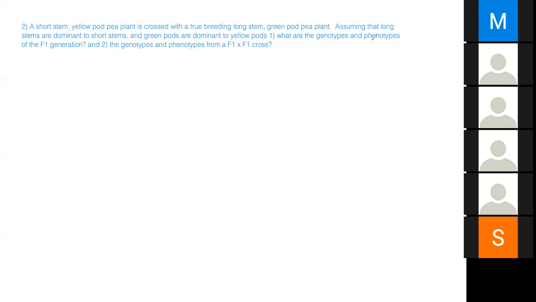Any other questions before we start number 2? All right, we have a short-stemmed yellow pod pea plant crossed with a true breeding long-stem green pod pea plant. Assuming that long stems are dominant to short stems and green pods are dominant to yellow pods, we have to answer two questions. What are the genotypes and phenotypes of the F1 generation, and the genotypes and the phenotypes from an F1-F1 cross?